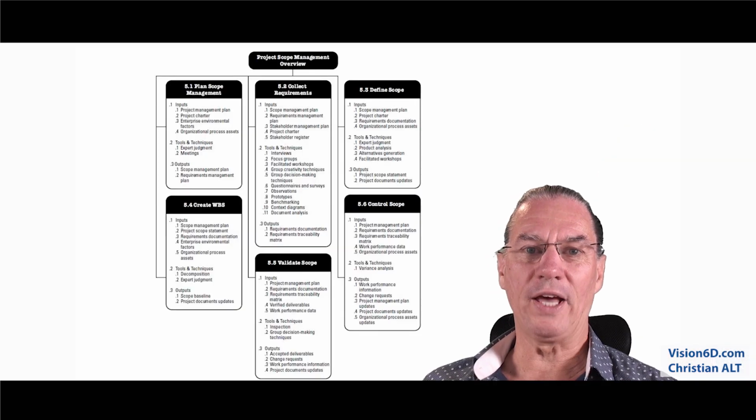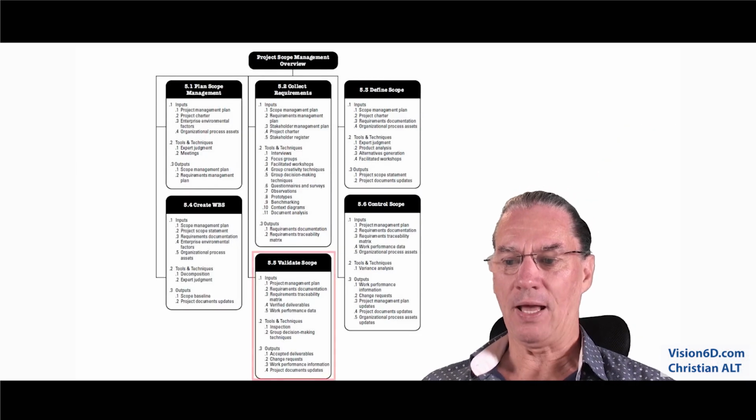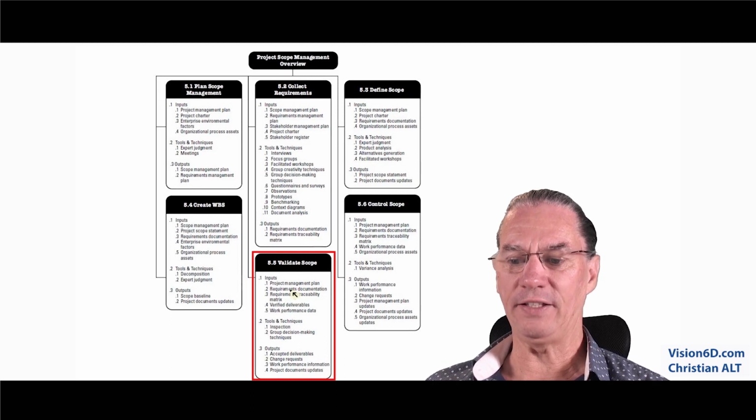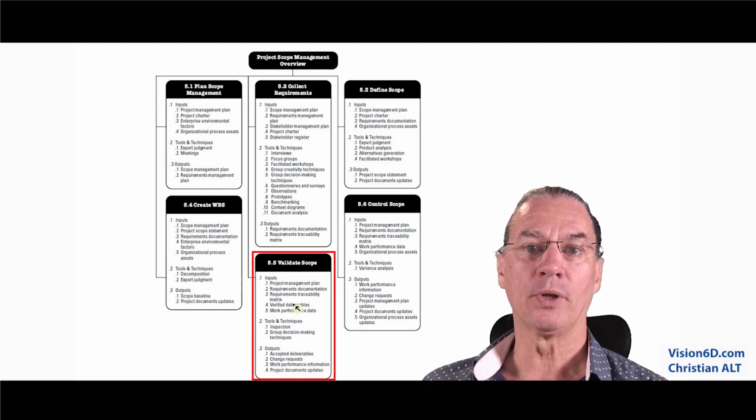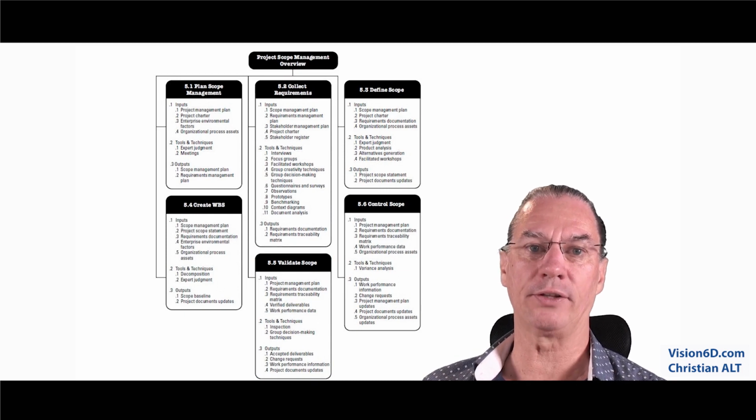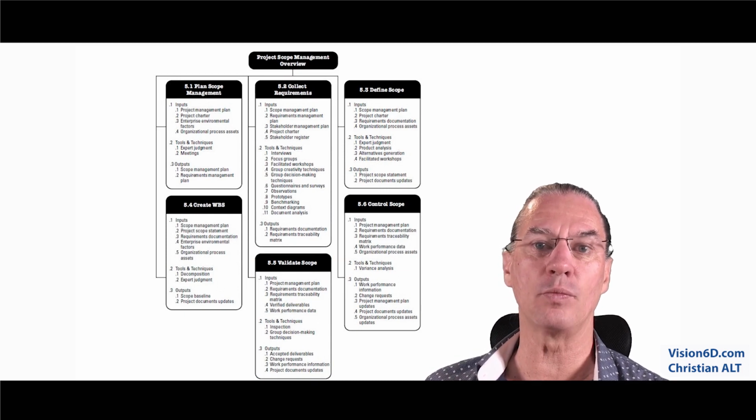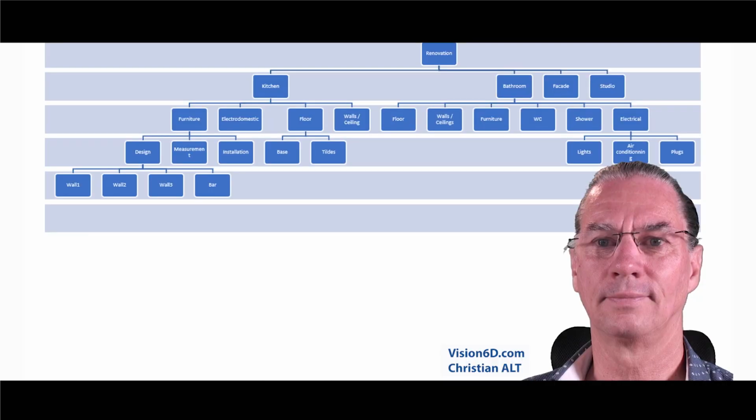So once you've done the WBS, you will need to validate the scope. It means that if you have a customer, do we really understand one another, and do we understand the same way the scope, what needs to be done in this project?